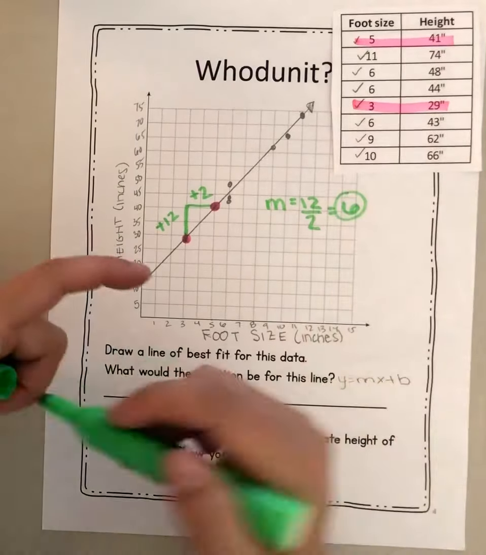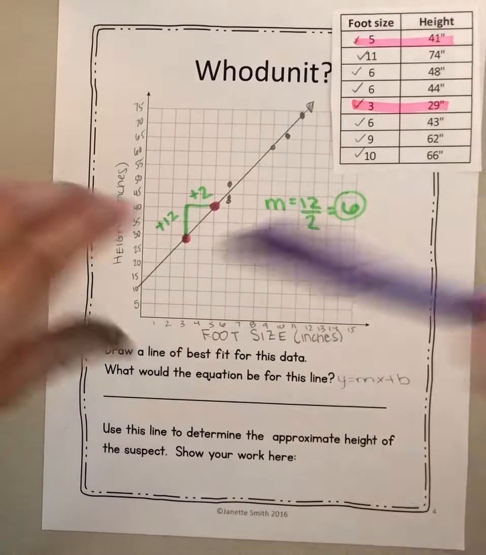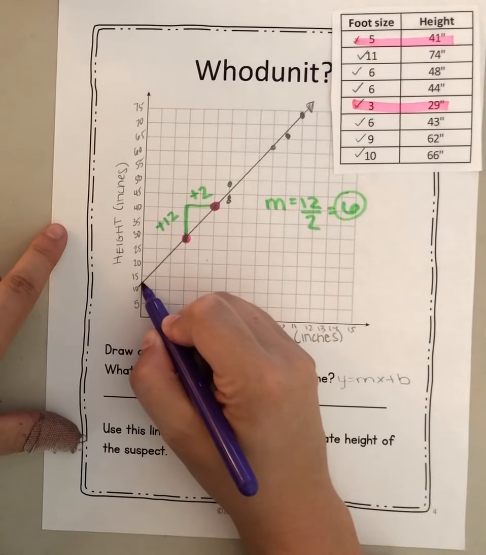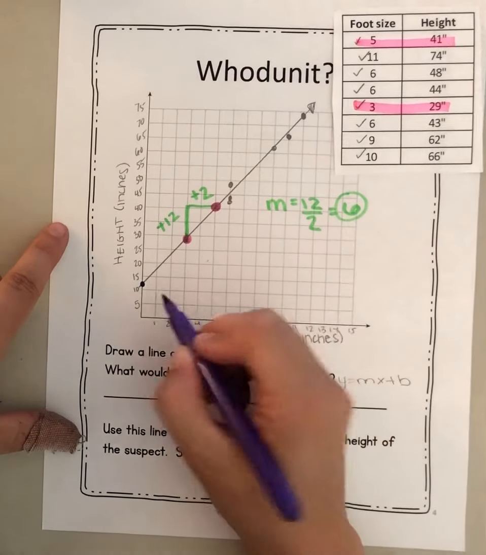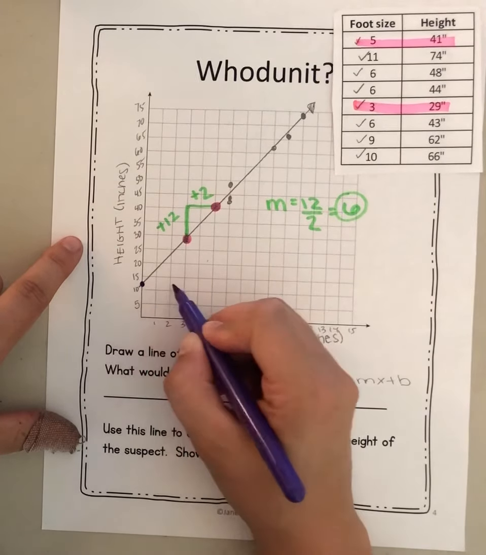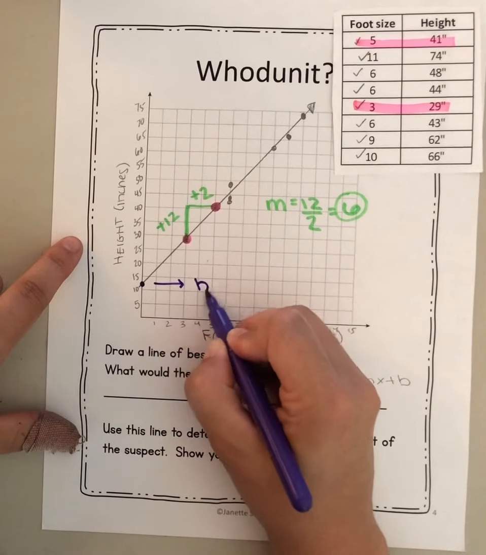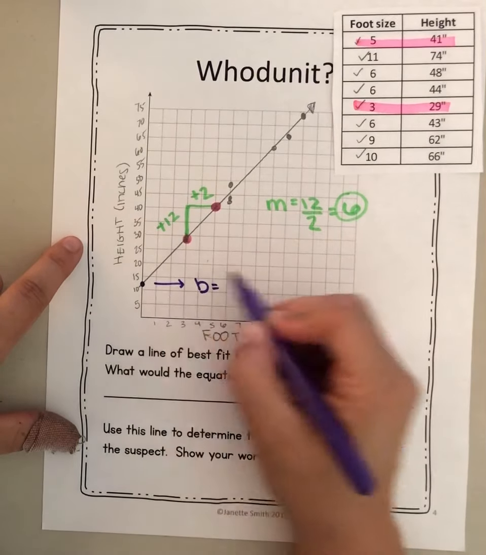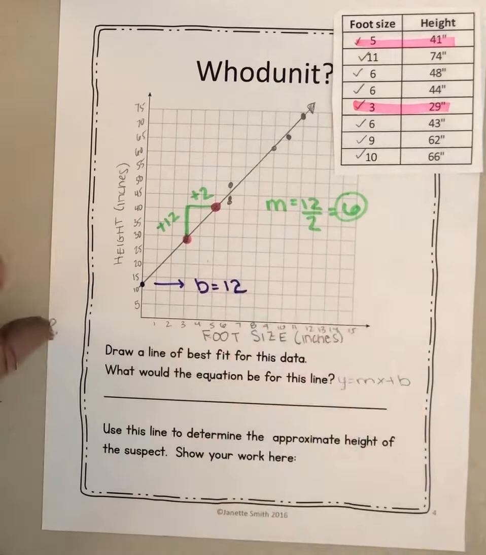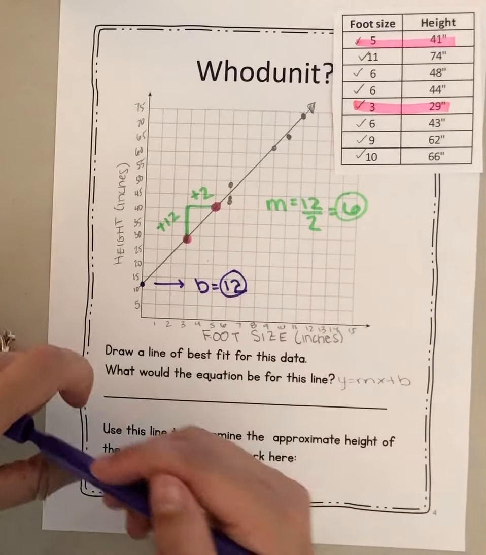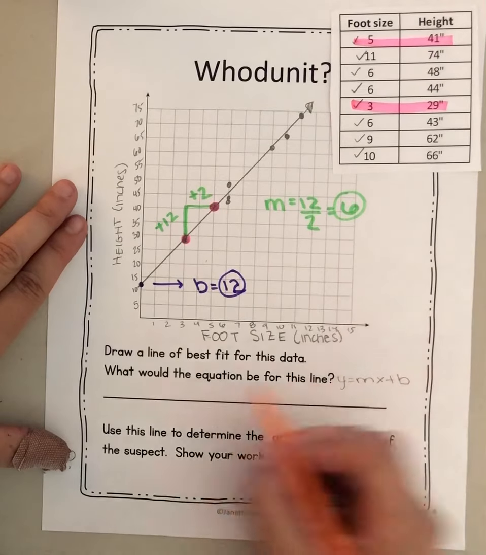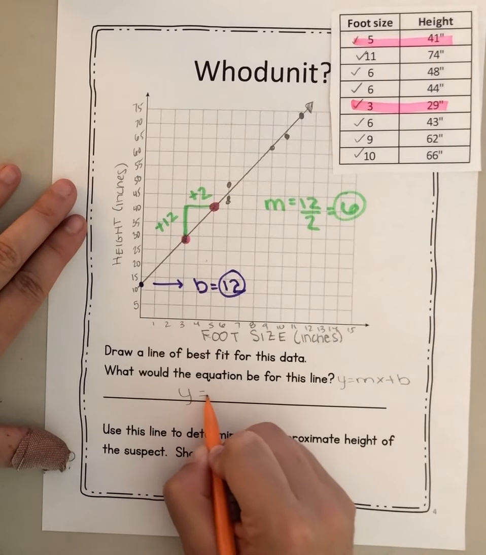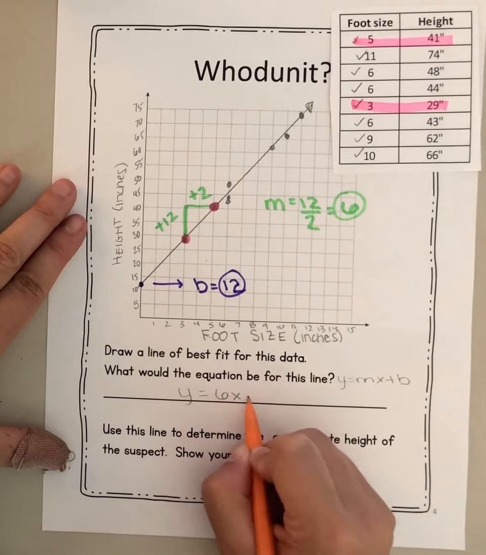Let's find my y-intercept. Y-intercept is where it crosses the y-axis. Remember, up and down, that's my y. So right here is where it's crossing. I would say it's just below halfway between these two. So halfway would be like 12 and a half. I'm gonna say it's about 12. So now I'm ready to write my equation in slope-intercept form. I know my m and I know my b. So let's say y equals 6x plus 12.